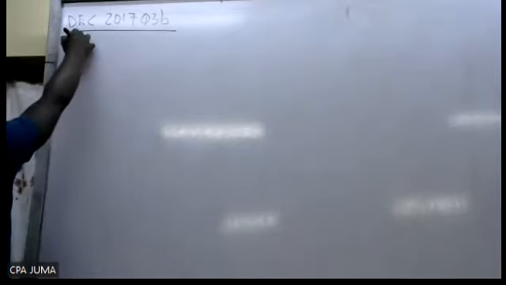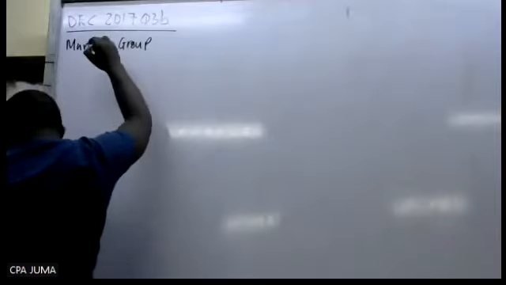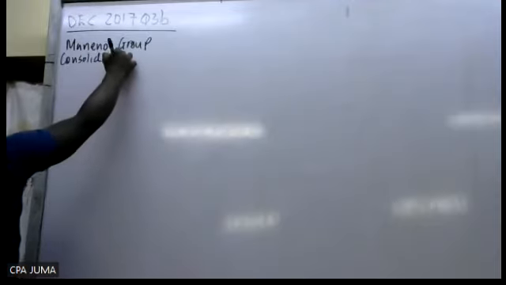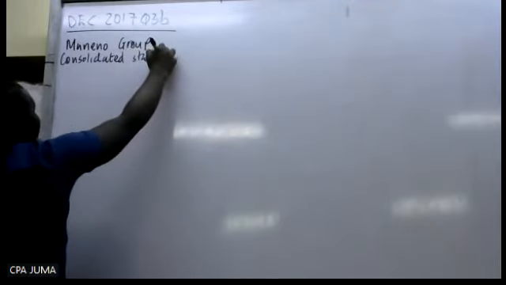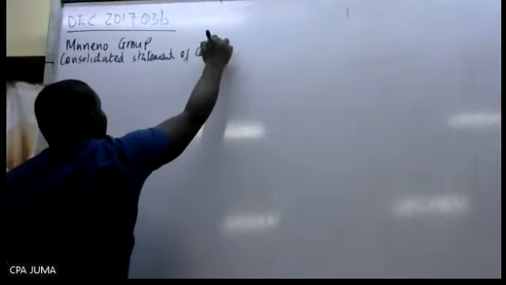So as we read, we can post what we get along the way. So the name is Maneno Group. Maneno Group. Consolidated statement of cash flow. For the year ended when?